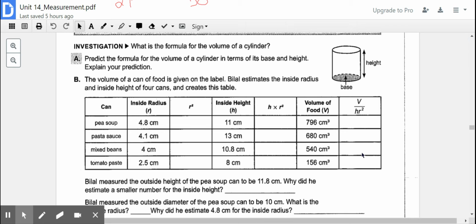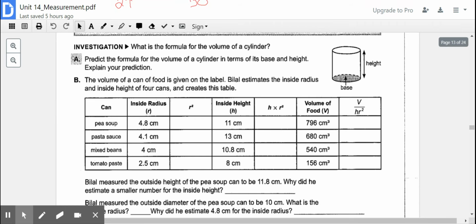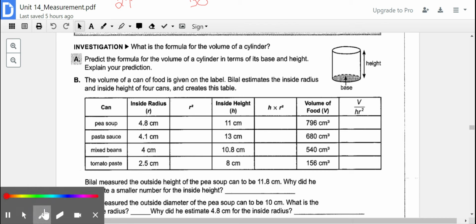Let's check out the investigation here. What is the formula for the volume of a cylinder? Part A says, predict the formula for the volume of a cylinder in terms of its base and its height. My prediction is going to be the same as every other prism. It's going to be volume equals the area of the base times the height. And the reason I'm doing that is because it's worked for every prism so far. Doesn't matter what shape the base has been.